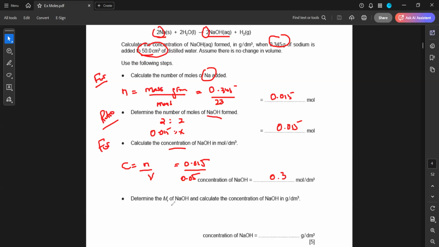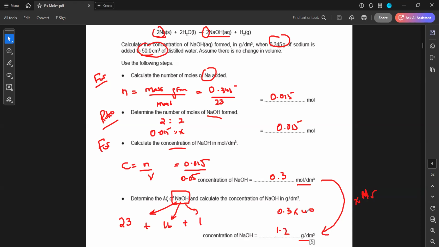Now, we have to convert the concentration from mole per dm cube to grams per dm cube. To convert the concentration from moles per decimeter cube to grams per decimeter cube, you will multiply by the molar mass, molecular mass. So what is the molecular mass of sodium hydroxide? You need a periodic table. Sodium, when you check the periodic table, it is 23. Oxygen is 16 and hydrogen is 1. So when you add them, 23 plus 16 plus 1, the sum will be 40. So what we'll do, 0.3 multiplied by 40. So we got 1.2 grams per decimeter cube. That's how we work out the concentration in grams per decimeter cube.